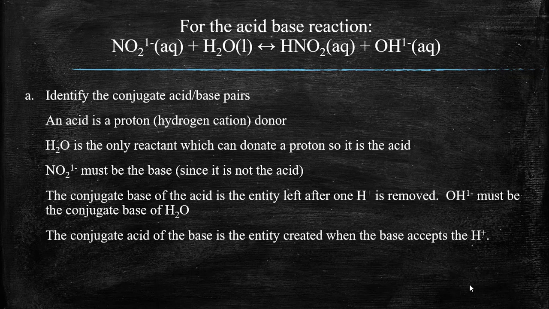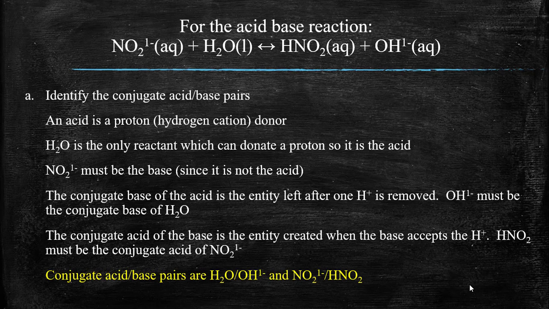The conjugate acid of the base is the particle created when the original base has accepted the hydrogen ion. So it should look like the original base plus one hydrogen. So here it's pretty obvious to see that the nitrous acid must be the conjugate acid of the nitrite ion. So the conjugate acid-base pairs are water and hydroxide, and nitrite and nitrous acid.